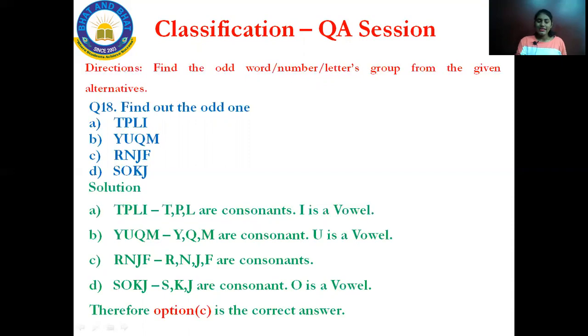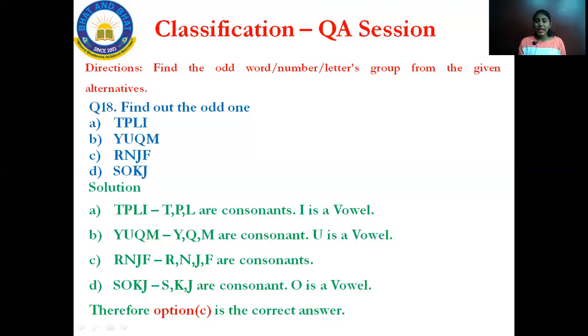Why? Because see, in all the other options, one vowel is included, but in option C, all the letters are consonants. I'll repeat again. Question number 18 is find out the odd one, and your options are T, P, L, I, Y, U, Q, M, R, N, J, F, S, O, K, J. This is your option. Let me solve this.